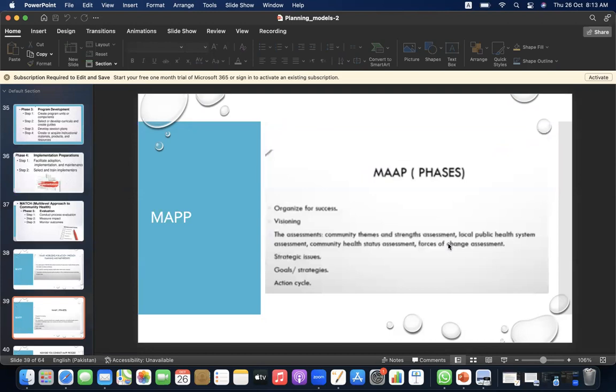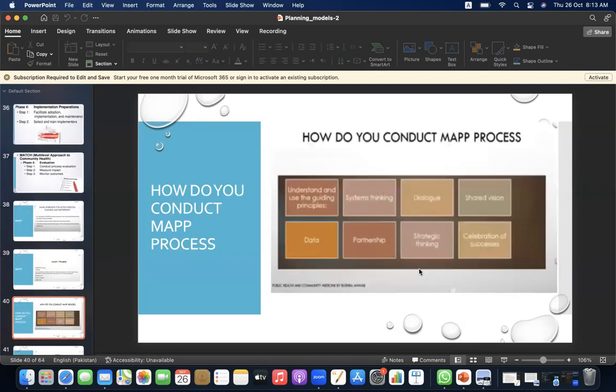So the different phases are: organize for success, visioning, the assessments, community themes and strengths assessment, local public health system assessment, community health status assessment, forces of change assessment, strategic issues, goals, and the action cycle. How do you conduct a MAP process? Understand and use the guiding principles: systems thinking, dialogue, shared vision, data, partnership.